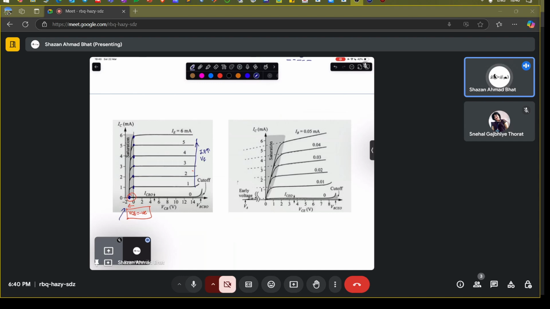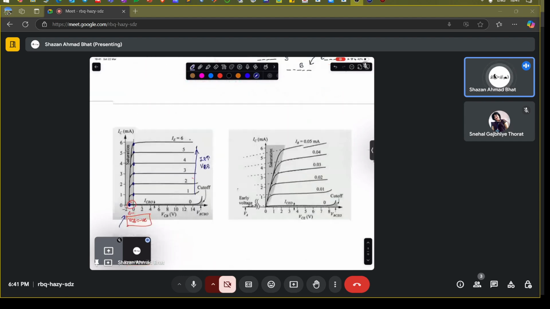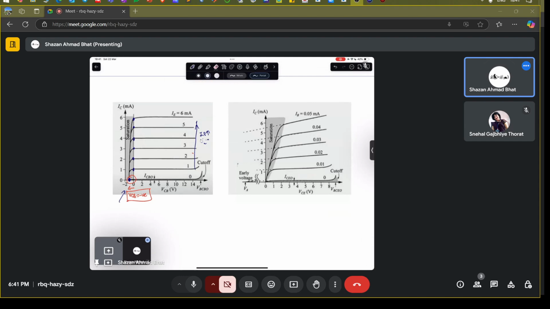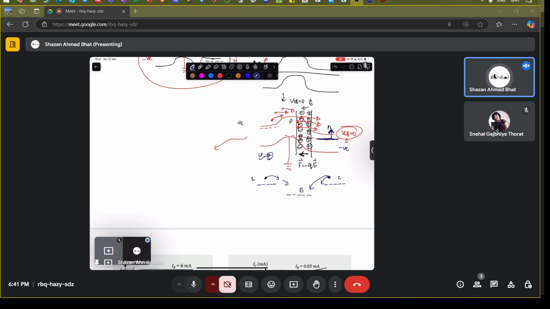That means VBE increase. Okay, are we writing it as VBE or VEB? Right, let's write it VEB because we are talking about common base. This is the VEB increase direction. So as you go on increasing the VEB at 0 VCB, you still have the current. Because increasing VEB means you are moving this Fermi level higher and higher. That means you are spilling more electrons into this side, and despite this and VCB at 0 volt, you still have the current flow.